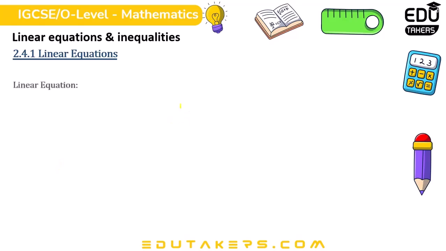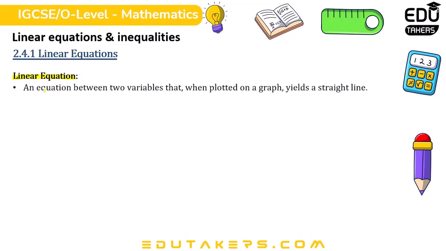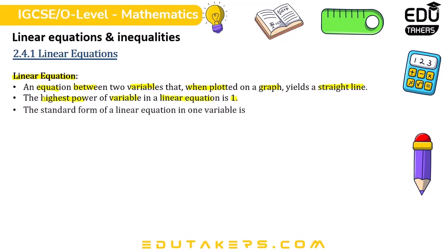Linear equations. What is a linear equation? An equation between two variables that, when plotted on a graph, yields a straight line. The highest power of the variable in a linear equation is 1. The standard form of a linear equation in one variable is ax plus b is equal to 0.